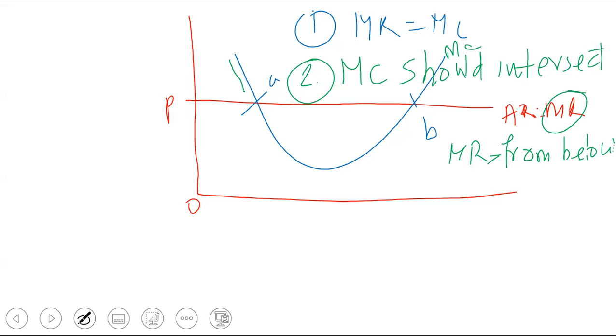So A is not the equilibrium. In B, look, MC is intersecting MR from below. Look from below. So this is the equilibrium. This point is the equilibrium. Point B is the equilibrium.